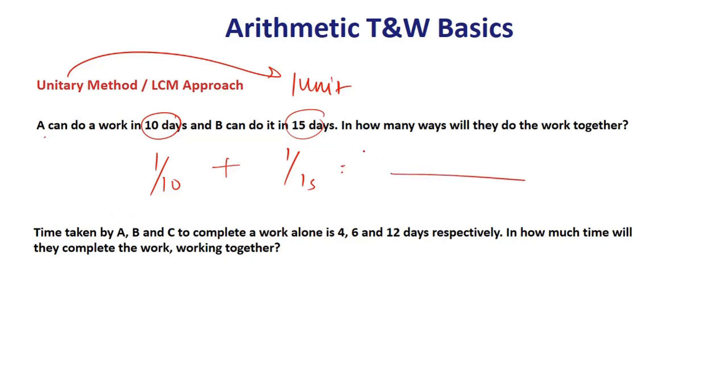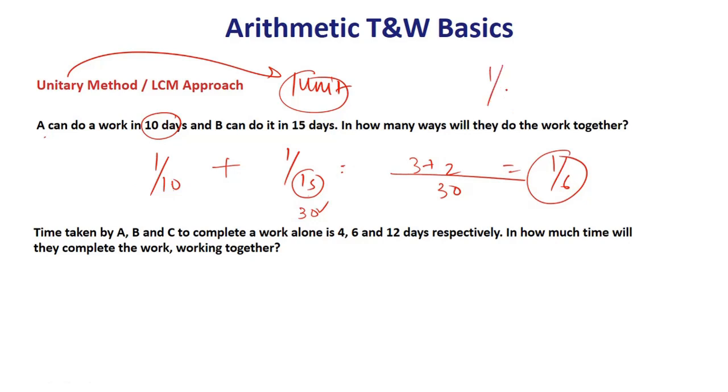If you take the LCM, how to take the LCM? Take the bigger number and see the multiples. 15. Is 15 divisible by 10? The answer is no. Next multiple 30 divisible by 10. The answer is yes. So 30 is the LCM. 10 3 times, 15 2 times. So this becomes 1/6. So if the work is 1 unit and 1 day work for combination of A and B is 1/6, so the time taken will be 1 upon 1/6, which is 6 days. That is the unitary method.